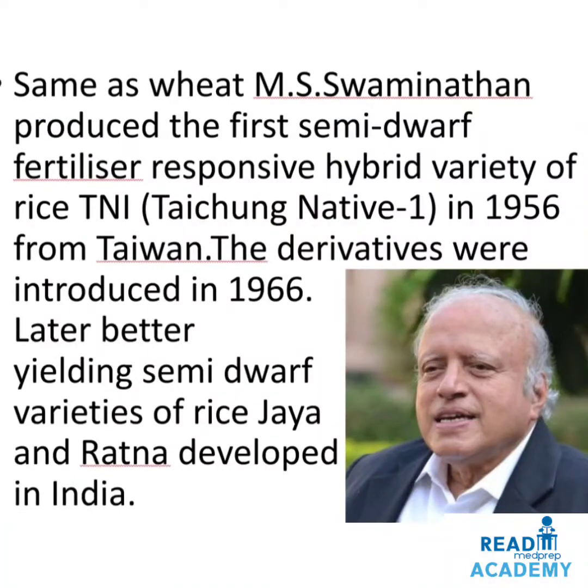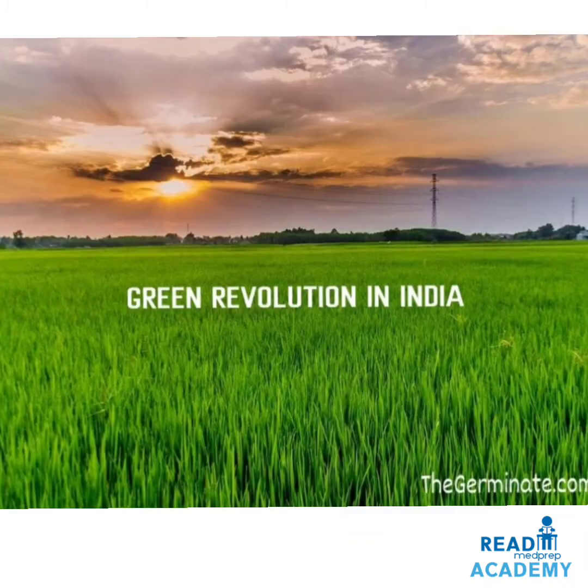Same as wheat, M.S. Swaminathan produced the first semi-dwarf fertilizer responsive hybrid variety of rice, TN1, Taichung Native 1, in 1956 from Taiwan. The derivatives were introduced in 1966. Later, better yielding semi-dwarf varieties of rice, Jaya and Ratna, were developed in India. The dawn of the green revolution occurred in India.